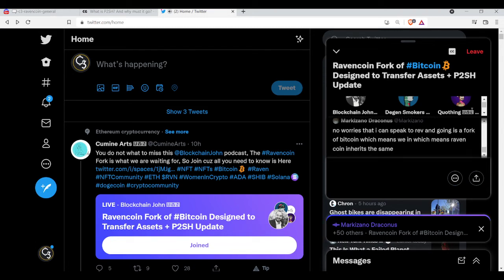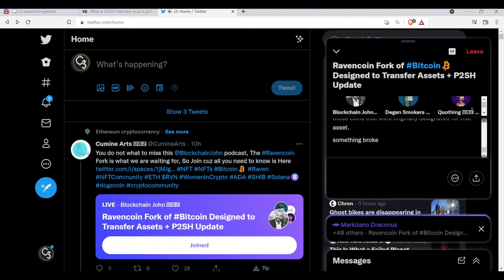There was a bug in Bitcoin in that if you created an asset in Bitcoin and you ended up spending or using those coins that were originally designated for that asset, something broke, so they ended up turning that feature off in the official Bitcoin network. Ravencoin has pretty much fixed this and made it available so that you can spend assets, and essentially those coins that you spend on that asset are burnt.